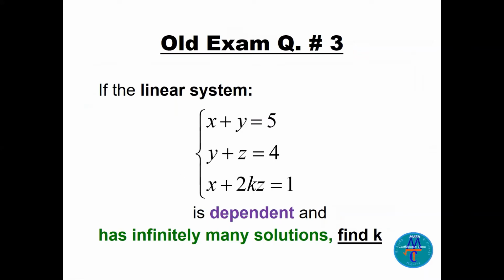Now, this one, we have 3 by 3, x plus y is equal to 5, y plus z is equal to 4, x plus 2k, z is equal to 1. This system is dependent, and it has infinitely many solutions. Let's find k.